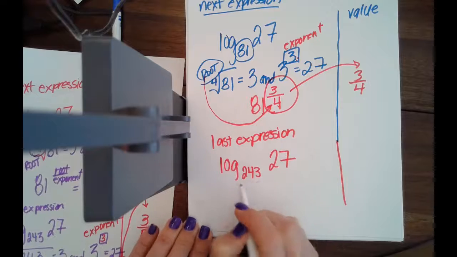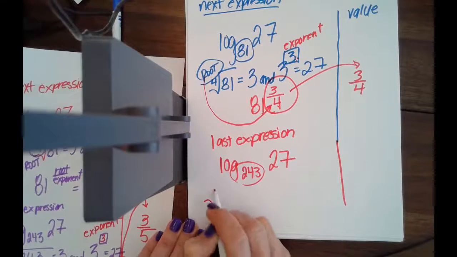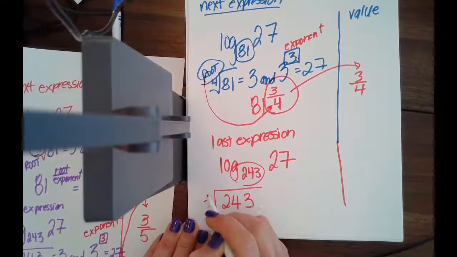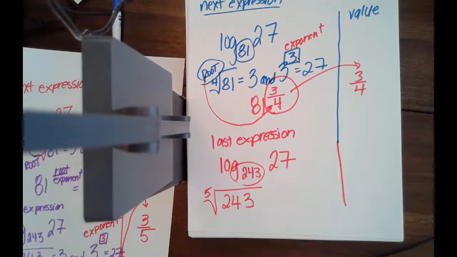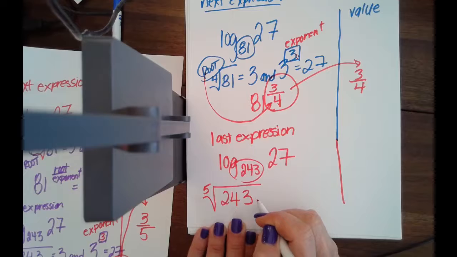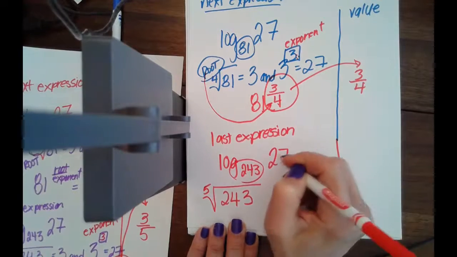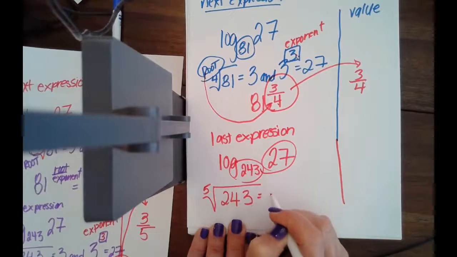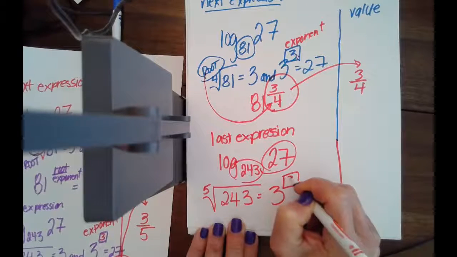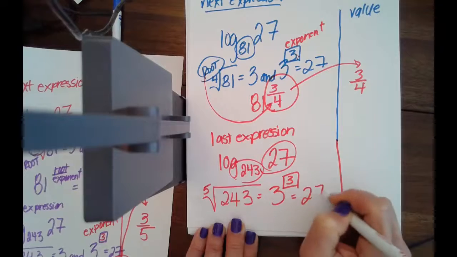So I'm going to put it under a radical, and I'm going to take the 5th root of this because I have to take a root that will give me an integer, and I have to take a root that is meaningful. It's only meaningful if I raise it to a power and it gives me my result. So if we take the 5th root of 243, because remember we're aiming for 27, that's going to give me, lo and behold, a 3. And then we can raise that 3 to the 3rd power to equal 27.